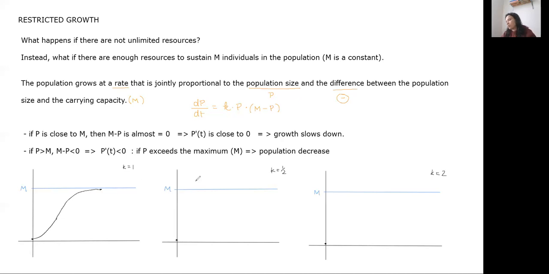And then you can get close to the line over here. I don't know if I will be able to do that. Oh, look at that. Okay, so this is what my population will look like. It will never reach M, but it will get really, really close to it.